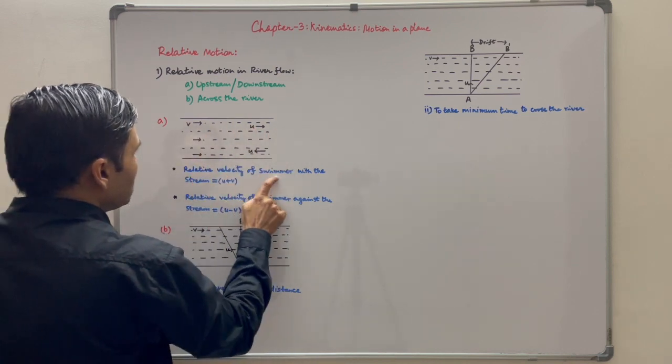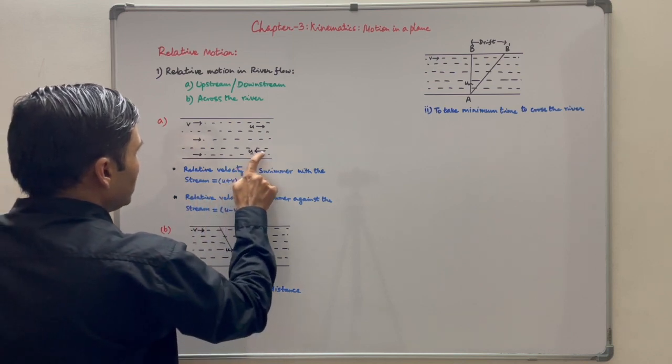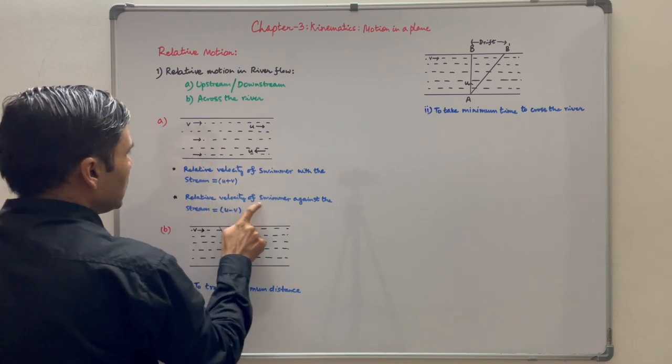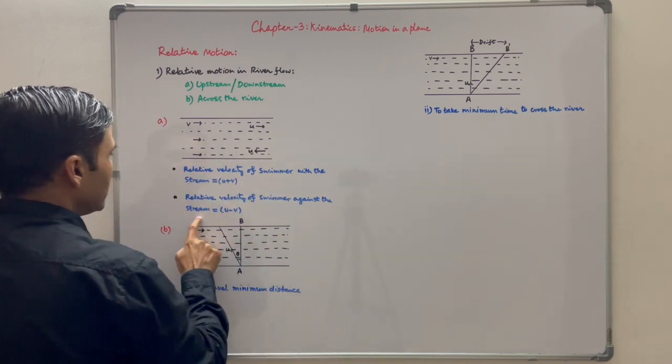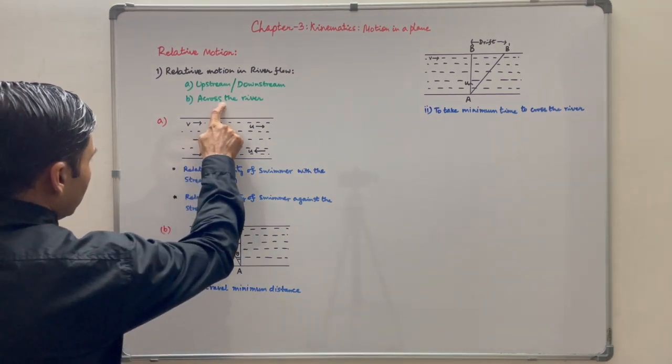Then relative velocity of swimmer with the stream will be u plus v. If the swimmer is swimming with velocity u but against the flow, then the relative velocity of swimmer against the stream will be u minus v. Second case, across the river.